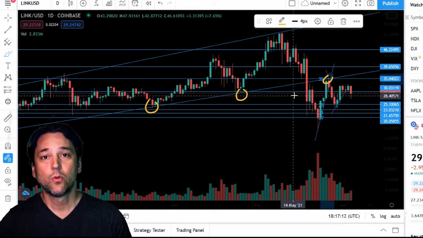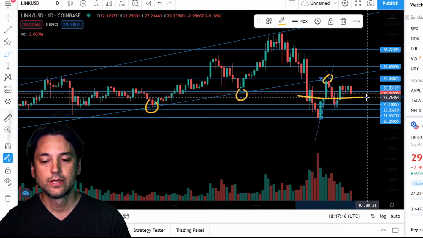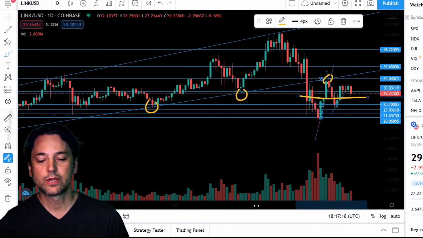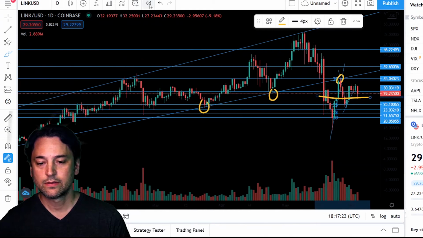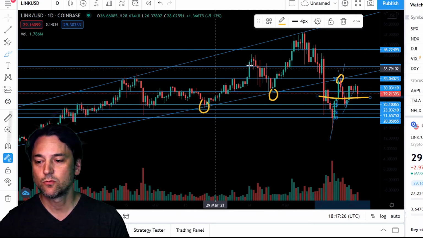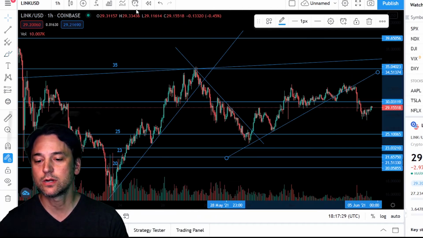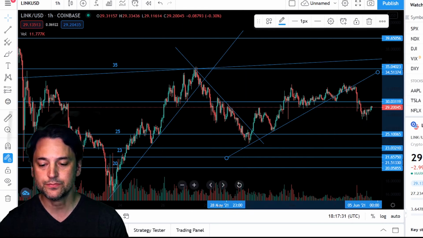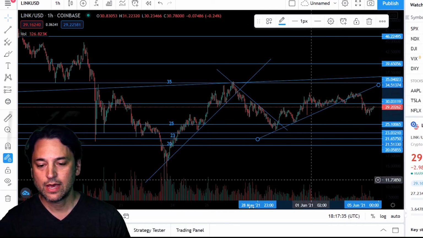So what's happened since then? Well, similarly to Bitcoin, it has pretty much been going sideways from there. And just like the Bitcoin chart I showed you, this is the 1 day chart. Each bar is 1 day. I'm going to switch to the 1 hour chart, which means each bar is 1 hour now. So what do we have in the 1 hour chart?